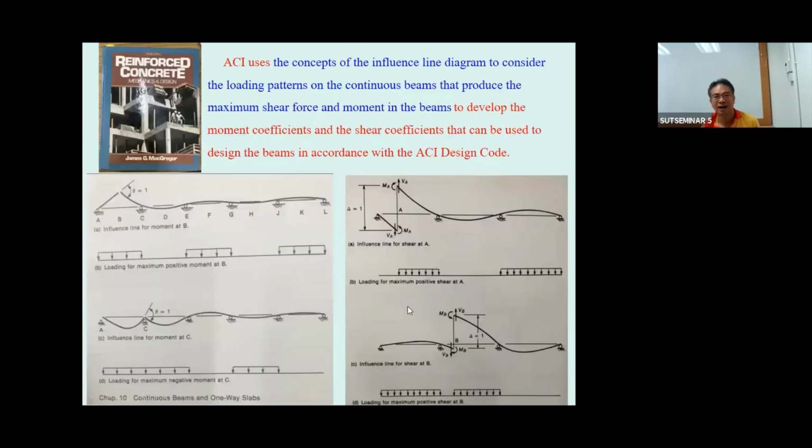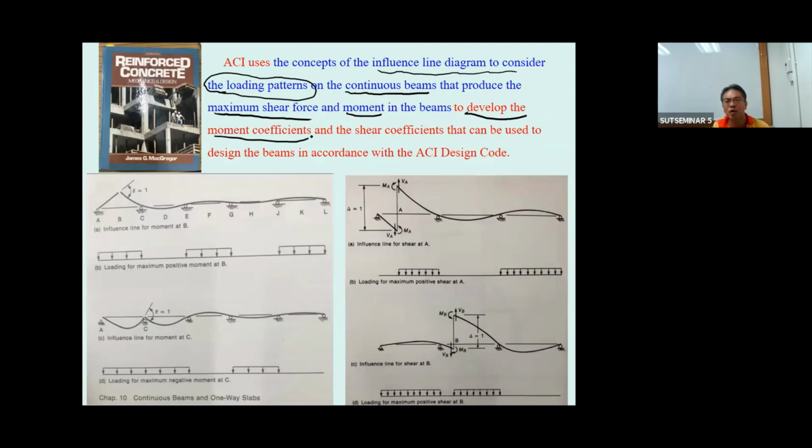Okay, here the American Concrete Institute uses the concept of influence line diagram to consider the loading pattern. The same one, they use different loading patterns for the continuous beam, as I showed you, to produce the maximum shear force and the maximum moment in the beam. And then they use this to develop the moment coefficient and the shear coefficient that can be used in the design of the reinforced concrete beam based on the ACI design.